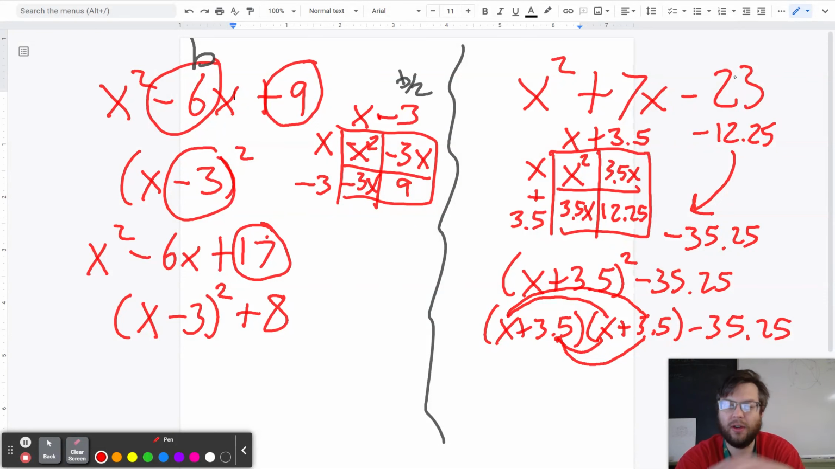So in this video, I just wanted to focus on a simple version of completing the square. In the next video, we'll talk about the more complicated version of completing the square. And then after that, we'll talk about how this actually helps you solve quadratics.